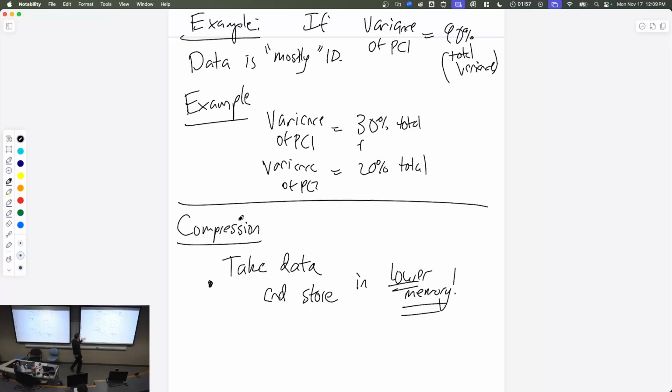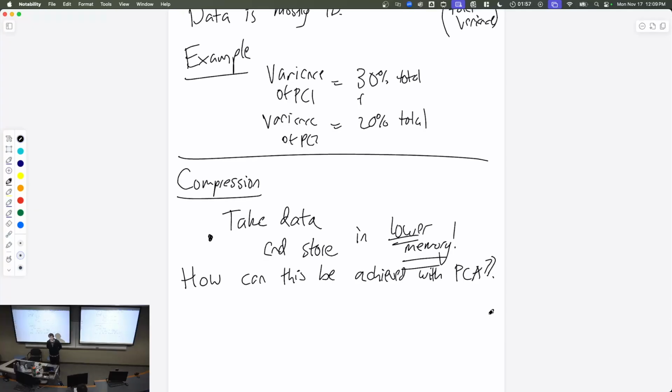How can you do that with PCA? How can this be achieved with PCA? Okay, what is the secret? I mean, we've kind of already said what it is, but let's explicitly, how would you achieve compression with this PCA technique? What would you do? How do you compress the data?